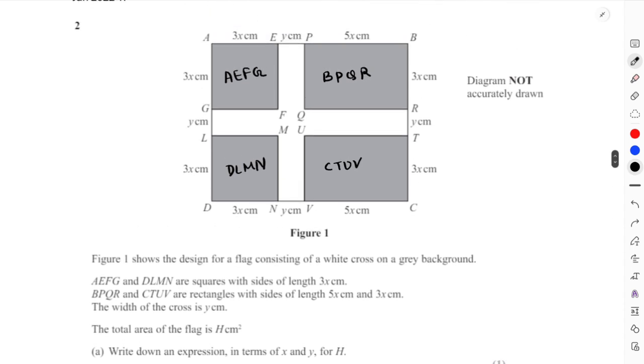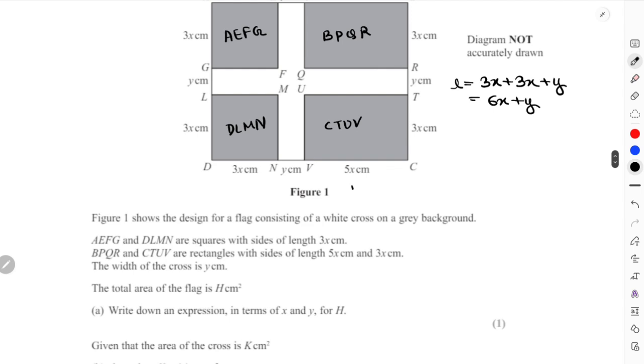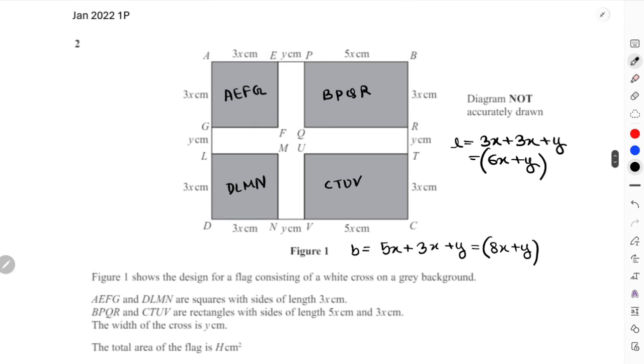That is what? Length into breadth. We can understand this is 3x and y, and this is 5x, 3x and y. So length over here is going to be 3x plus 3x plus y, which is 6x plus y, and the breadth over here is going to be 5x plus 3x plus y, which is going to be 8x plus y. For area, we're just going to multiply the length into breadth, because eventually this flag is a rectangular shape, right? So length into breadth will give you the value for your total area.